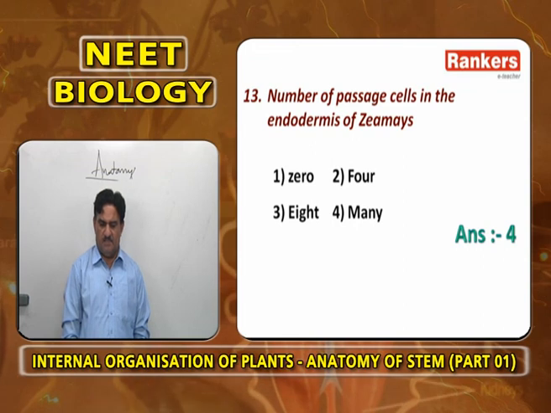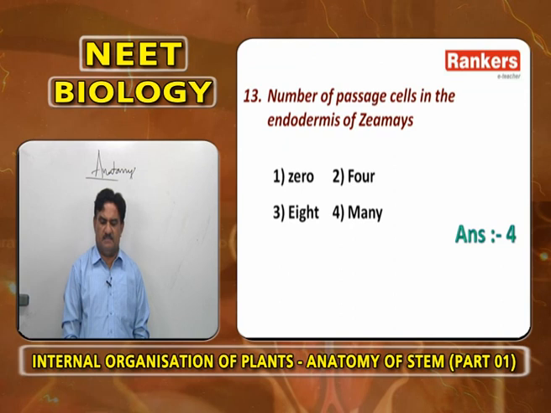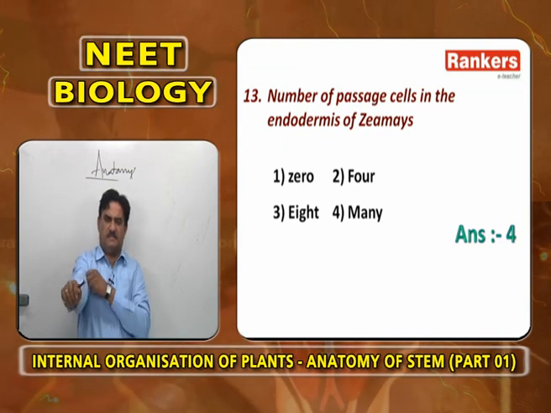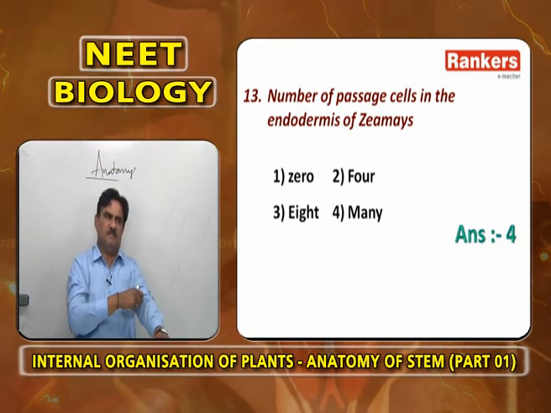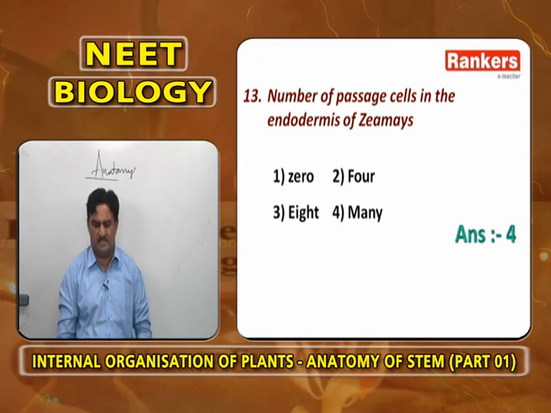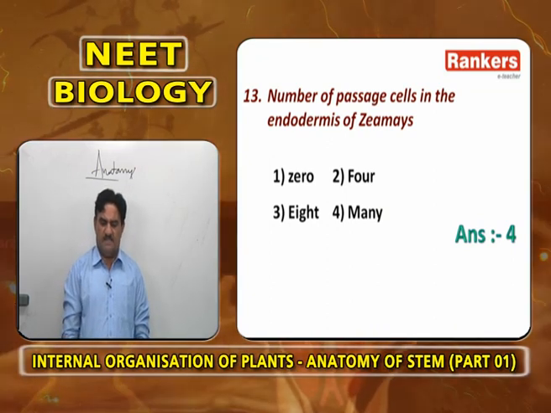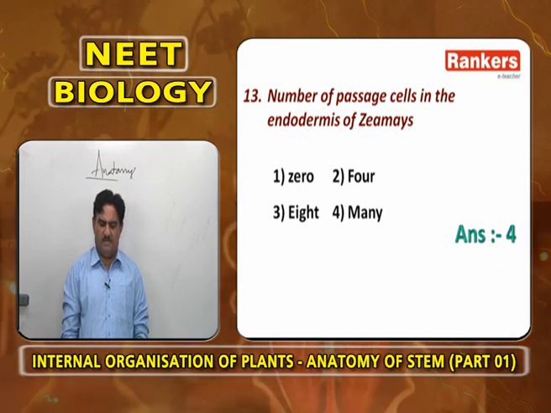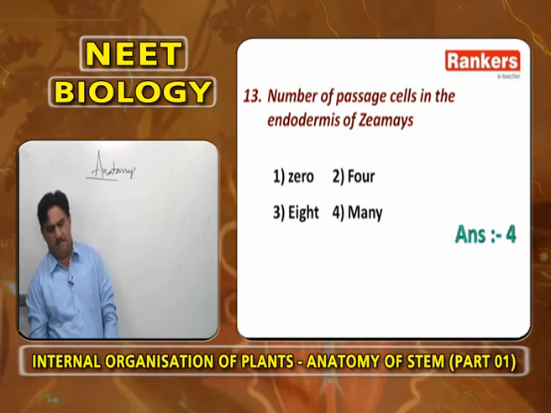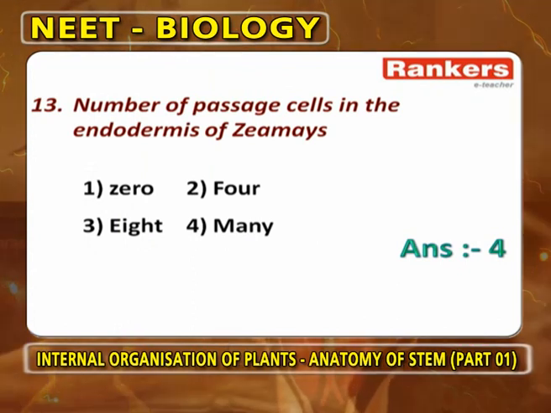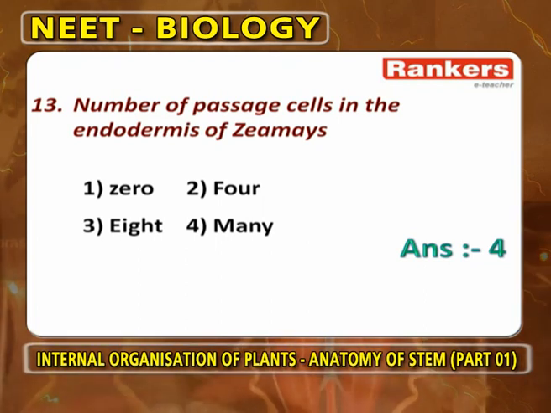Zea mays is a monocot, that means it shows polyarch and exarch xylem. So, whenever polyarch and exarch xylem is there, opposite to protoxylem vessels also numerous passage cells are present. So, the number of passage cells in the endodermis of Zea mays is many, not 4, not 8, not 0. The answer is many passage cells are present in the endodermis of Zea mays. Why? Because Zea mays is polyarch and exarch.